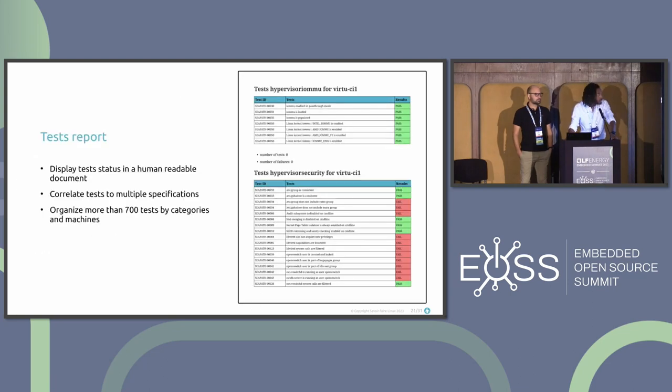Just to give you a short view of the test report, the idea is to have it human readable, and it's split into different parts. You will find the tests regarding high availability, tests regarding security, tests regarding the network, and so on.